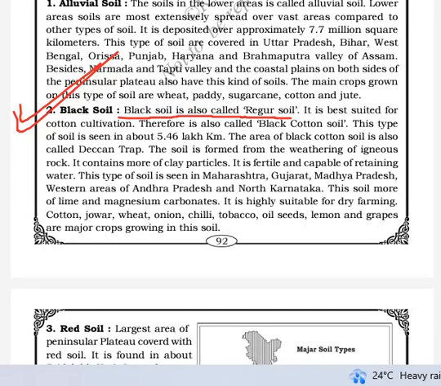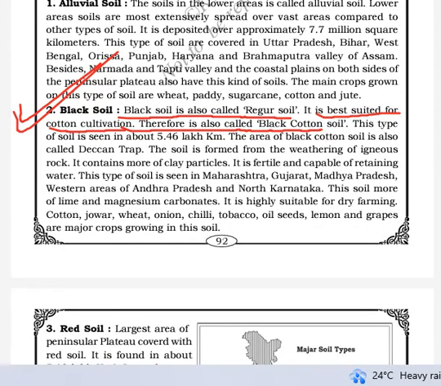It is best suited for cotton cultivation. Which crop is mainly grown in black soil? We have read in our junior classes also that the best soil for cultivation of cotton is black soil. Just underline this one: it is best suited for cotton cultivation. Therefore it is also called black cotton soil. Why is black soil called black cotton soil? Because it is the best soil for cultivation of cotton. That's why it is also called black cotton soil.